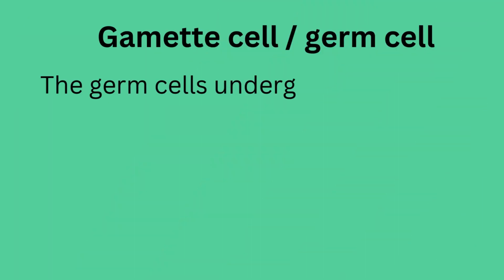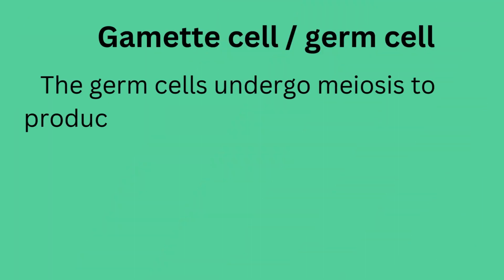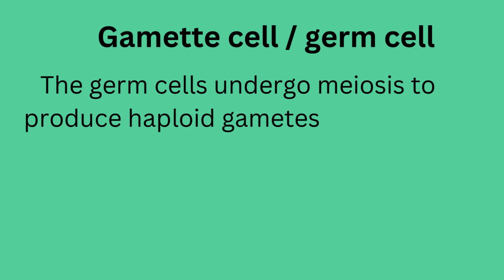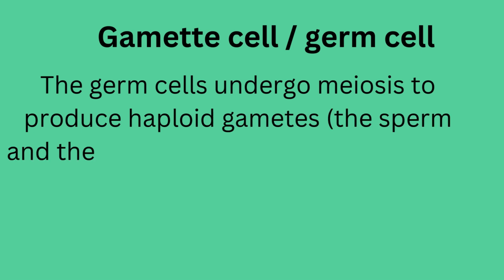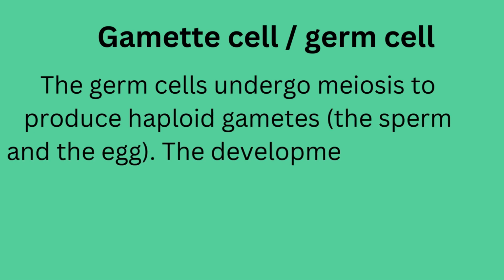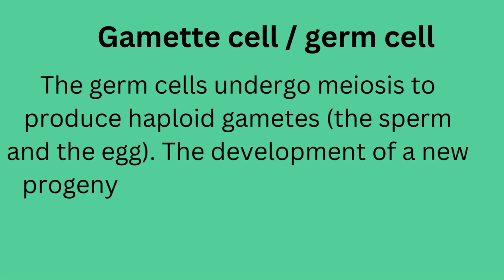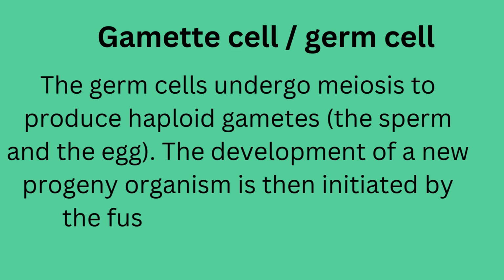The germ cells undergo meiosis to produce haploid gametes, which include the sperm and the eggs. The development of a new progeny organism is then initiated by the fusion of these gametes in the fertilization process.